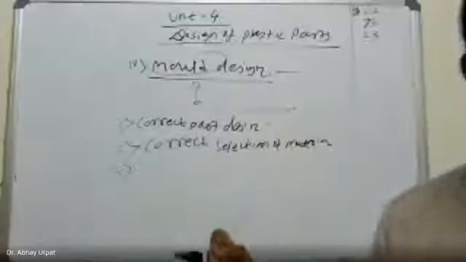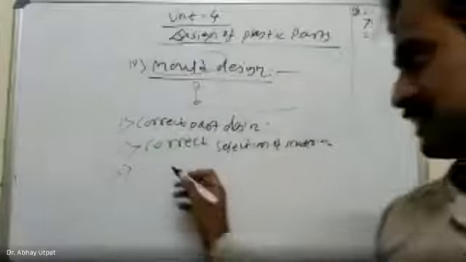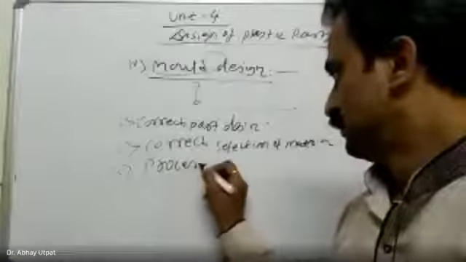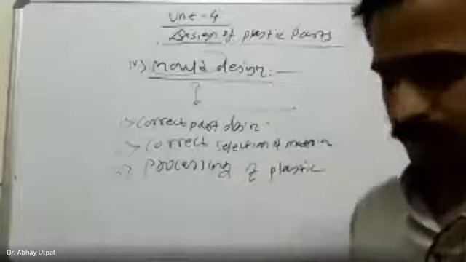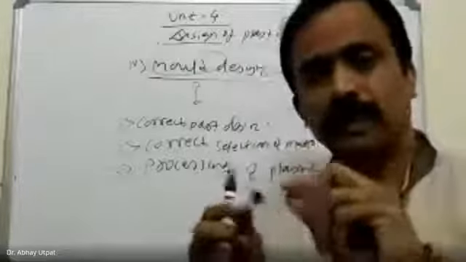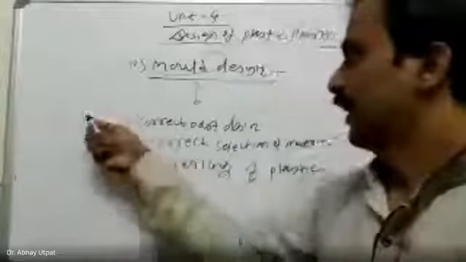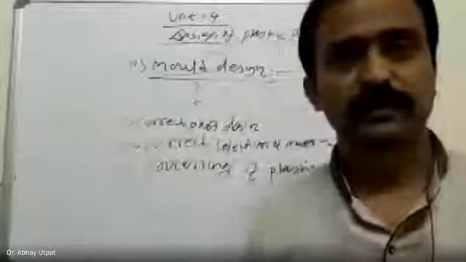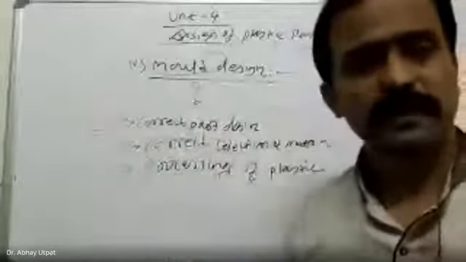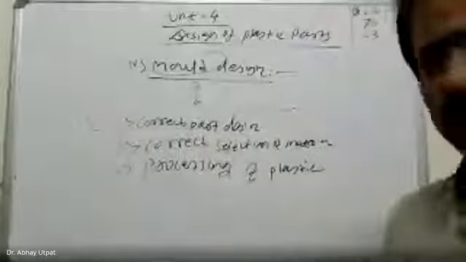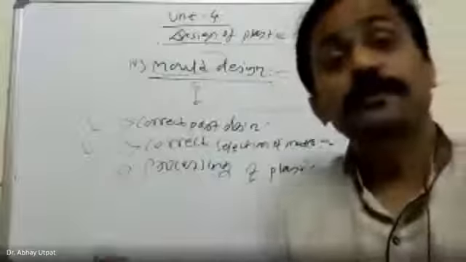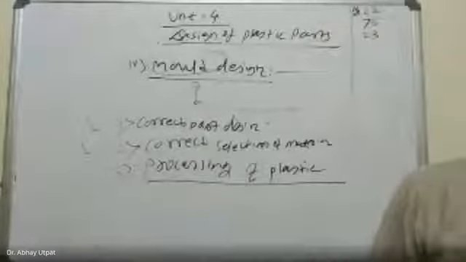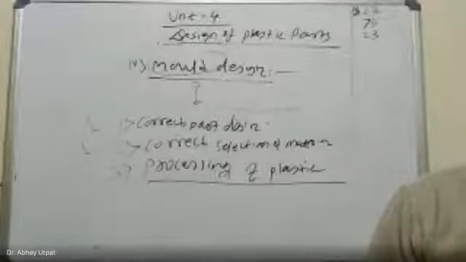The third thing is the processing of the plastic. I want to manufacture this cap. I have designed it well, so I have passed step number 1. Now I have selected some material, some PVC or PET material. I have passed the second step. But if you do not process it correctly, you will not get a good quality part.